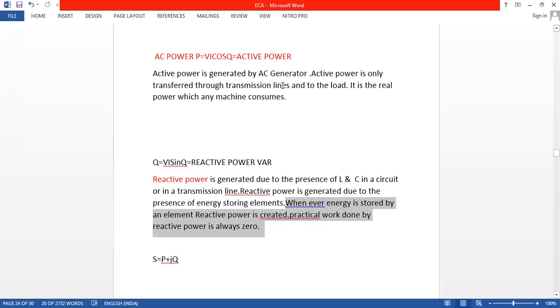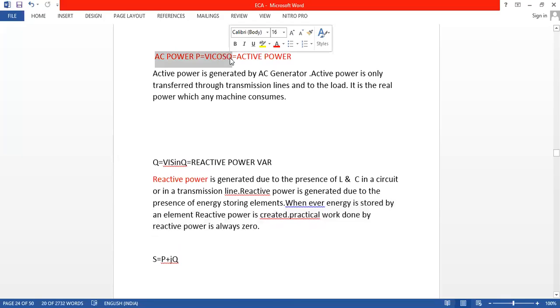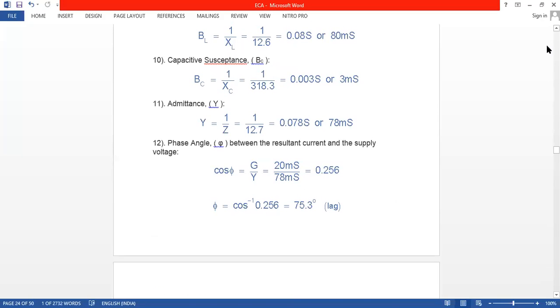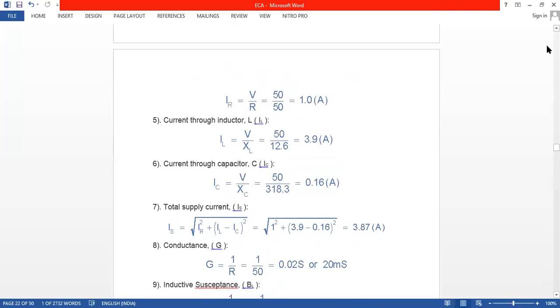So at least you remember the AC power formula, all of you: VI cos theta. And what is the reactive power formula? VI sine theta. Okay, up to that point you will remember. So for today's class, you be perfect. Once again, practice on these two problems.